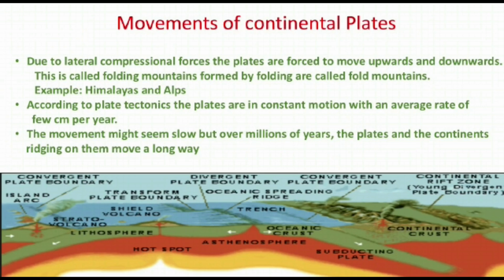Movements of continental plates. Due to lateral compressional forces, the plates are forced to move upwards and downwards. This is called folding. Mountains formed by folding are called fold mountains. The process of folding creates lofty mountain ranges such as the Himalayas and the Alps. According to plate tectonics, the plates are in constant motion with an average rate of a few centimeters per year. The movement might seem slow, but over millions of years, the plates and the continents riding on them move a long way.